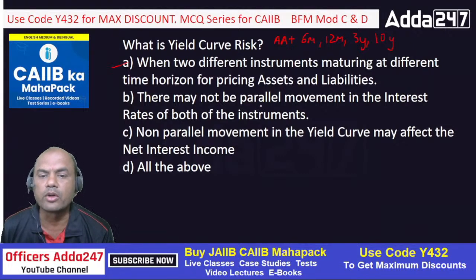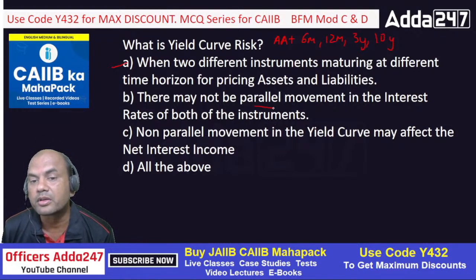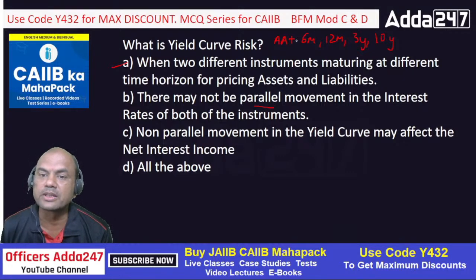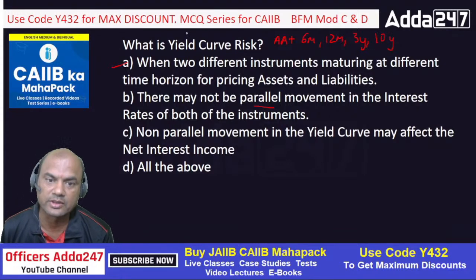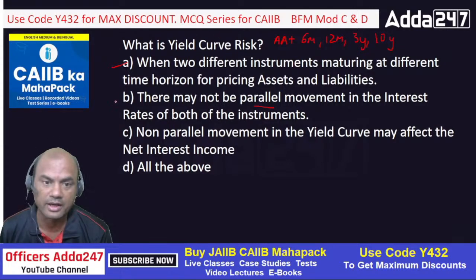B, there may not be parallel movement in the interest rates of both the instruments. Not be parallel movement means what? It means that if the 6-month interest rate goes up by 1%, then the 10-year interest rate of the same rating security may not go up by 1%. So that is known as non-parallel movement. This goes by 1, this may go by 2%, this may go by 0.5%. Okay, so that can also be a feature, right?